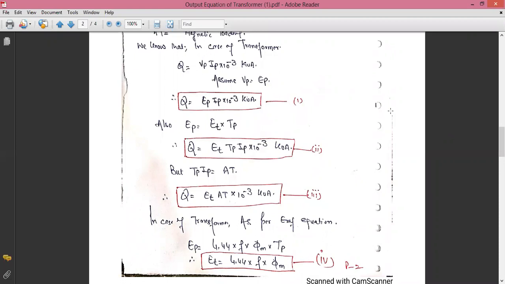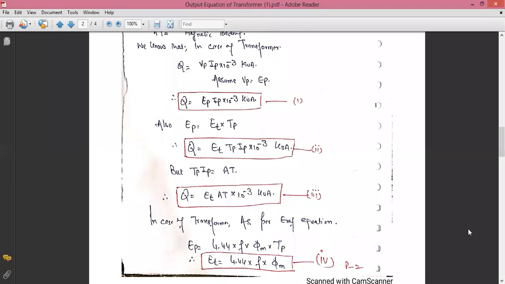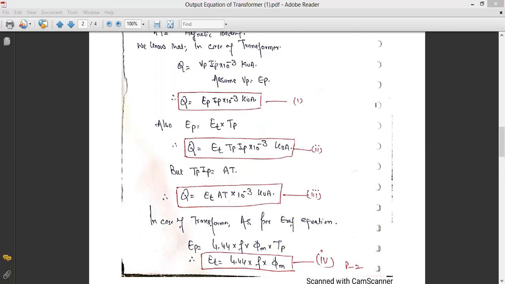Fine. Shall I continue? Ep equals Et into Tp. Sir, after the first equation, what is Ep equals Et into Tp? What does Ep mean? Primary side voltage. Ep is called the primary side voltage. Now what is the primary side voltage? How many turns are there on the primary side, and how much voltage is there per turn? Let it be 2 volts per turn and 10 turns, then what is the total voltage? It is 20, right? That is your Ep.